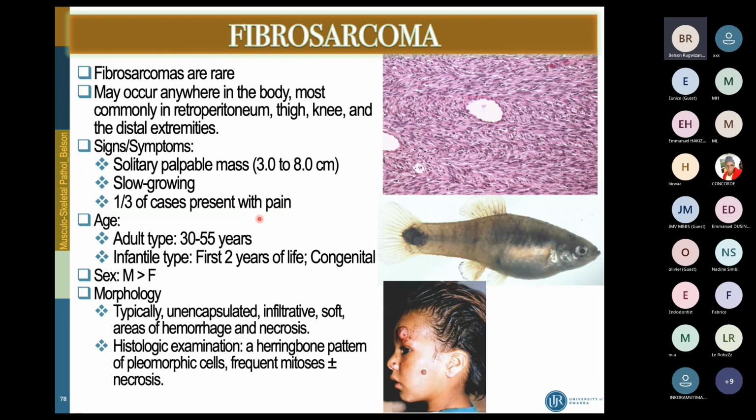So fibrosarcoma is a cancer arising from fibroblasts. So they are rare, they can occur anywhere in the body, but most commonly in retroperitoneum, thigh, knee, and distal extremities. It is a solitary palpable mass. It can reach 80 centimeters, slow growing, and some of them present with pain. So ikunda gufata hari iyo kwita adult type ifata abantu hagati y'imyaka 55, hakaba n'ifata abana batoya. So males are more affected.